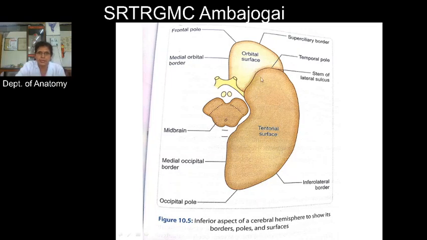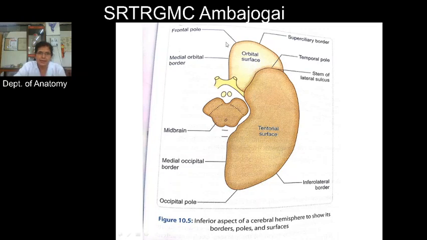And the posterior part is called the tentorial surface, and it is related with the tentorium cerebelli, so it is called the tentorial surface. Now the anterior part of this inferolateral border, which forms the lateral border of this orbital surface, is called the superciliary border, because it is present just behind the superciliary arches, or just above the eyebrow.